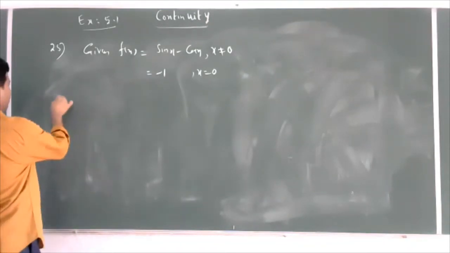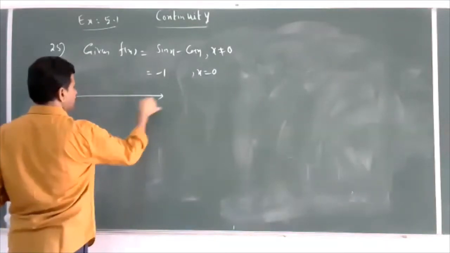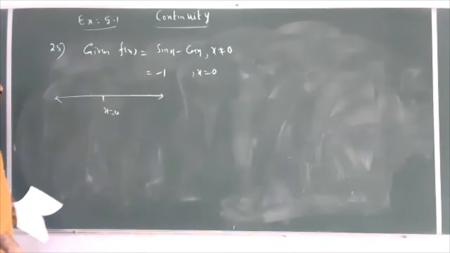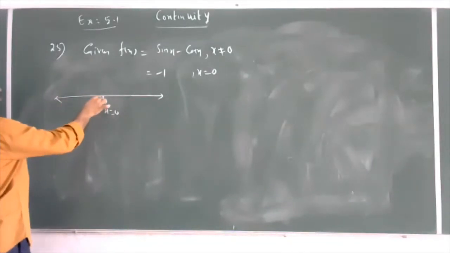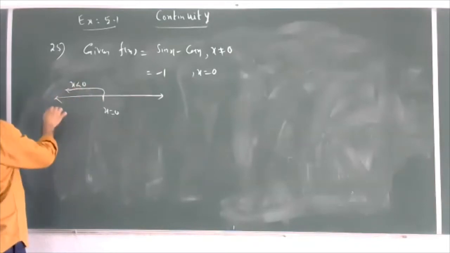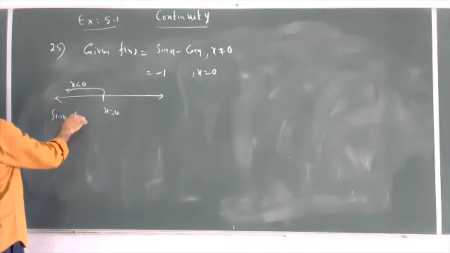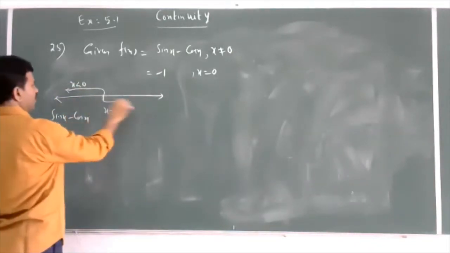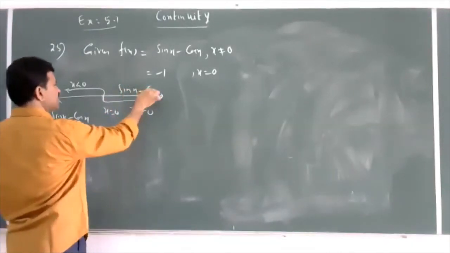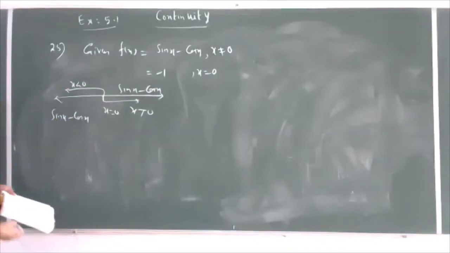See this function, how it is given to you. At x is equal to 0, it is 0. And in the remaining cases, x not equal to 0 indicates x less than 0, the function is sin x minus cos x. When x is greater than 0 also, the function is sin x minus cos x. Analyzing the function, the answer is very simple.